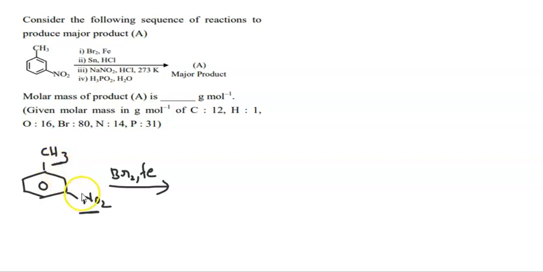Whenever you do the electrophilic substitution, you have to do it with respect to the activating group, methyl. The methyl group activates the benzene through hyperconjugation as well as the inductive effect. So it is an ortho-para director, and para is the major product.